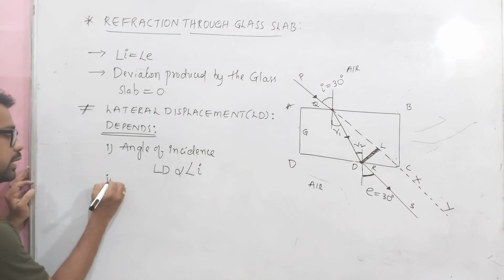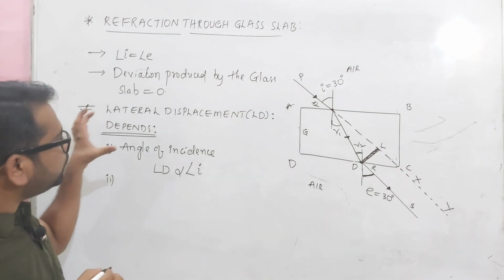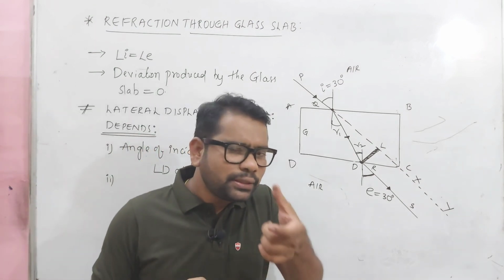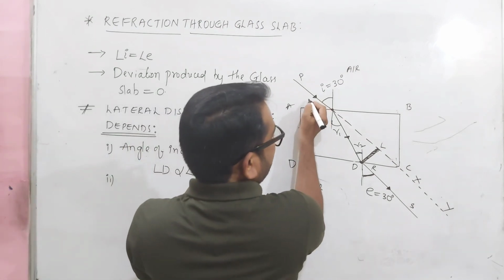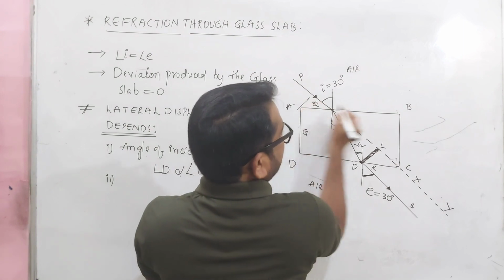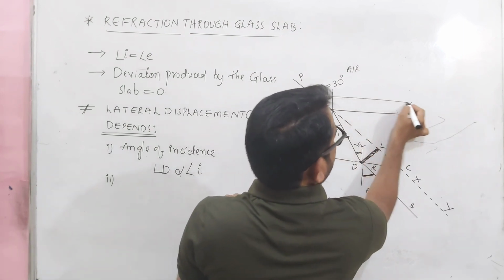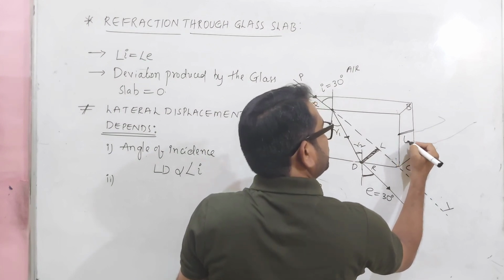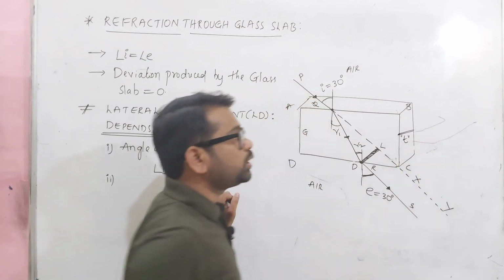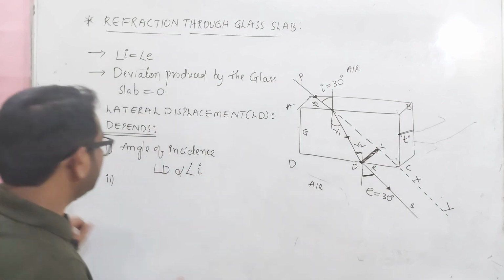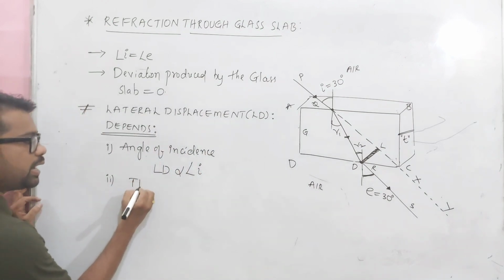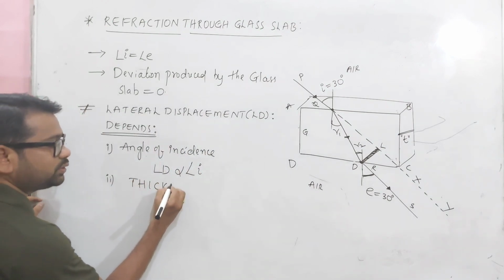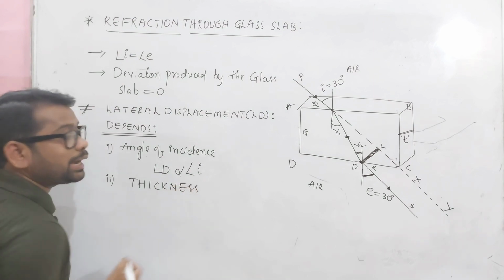The second factor is that lateral displacement depends on the thickness. For example, if you imagine it in 3D, this will be the thickness, and this is going to be small t. So the second factor is that lateral displacement depends on the thickness of the glass slab.